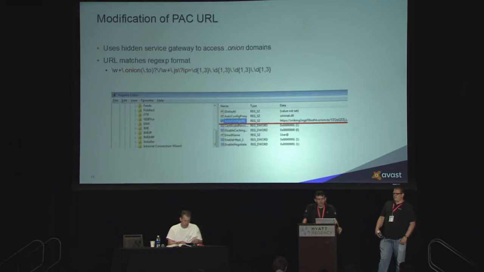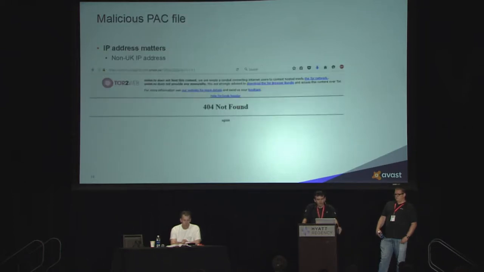The proxy autoconfig URL is stored in the registry in a value called AutoConfigURL, which is underlined in this figure. If you look at it, there are a few static strings like .onion, .js, and IP equals something, and the rest is random. The domain before .onion is random, the name of the file is random, and the IP address is the current IP address of the victim.